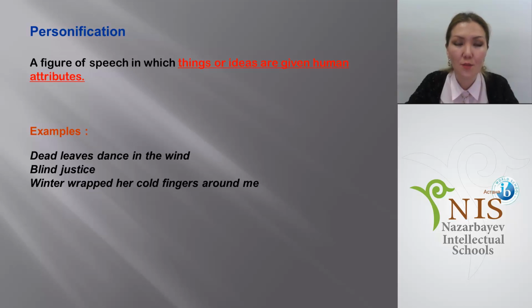Okay, next one, the poetic device is personification. What is that? Personification is a figure of speech in which things or ideas are given human qualities. For example, dead leaves dance in the wind, or blind justice, or winter wrapped her cold fingers around me, or the branches of the tree waved and said goodbye.